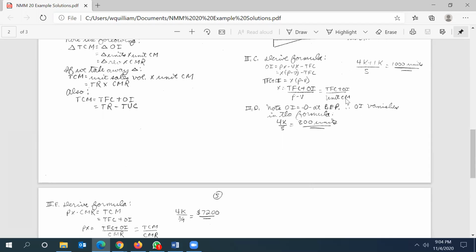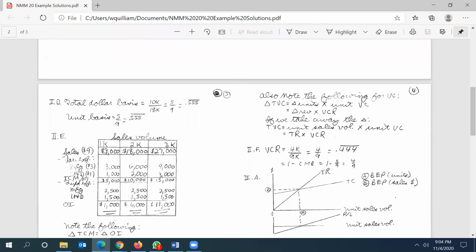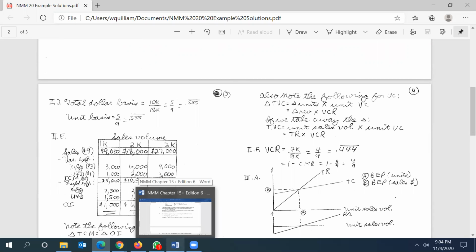So let me put it to work here. We've got total fixed of 4,000 plus this desired, or sometimes called target, operating income of 1,000 divided by $5 unit contribution margin, equals 1,000 units. So sure enough, if you double check on the pro forma income statement that we did earlier, if we sell 1,000 units, we will generate an operating income of $1,000. So that's just what we want. Again, if you have any questions, just stop me.